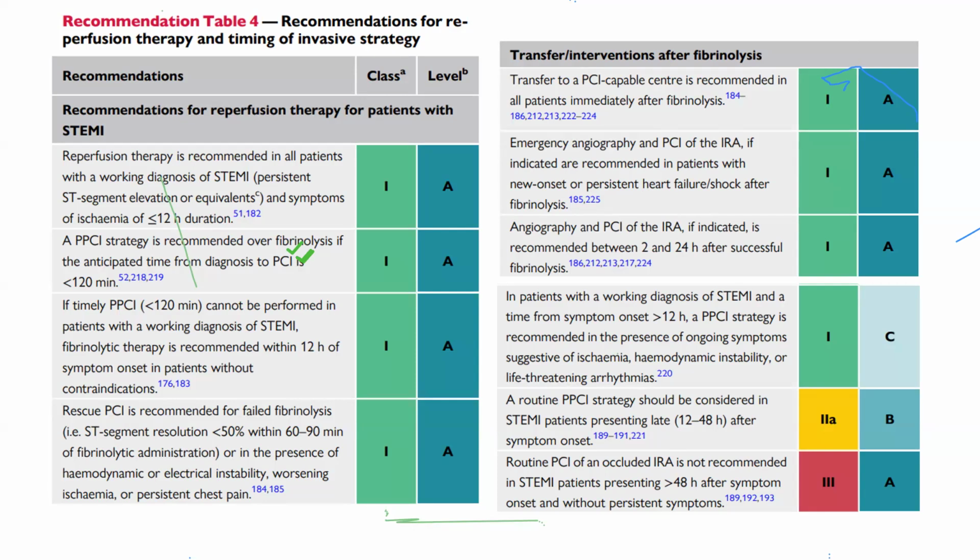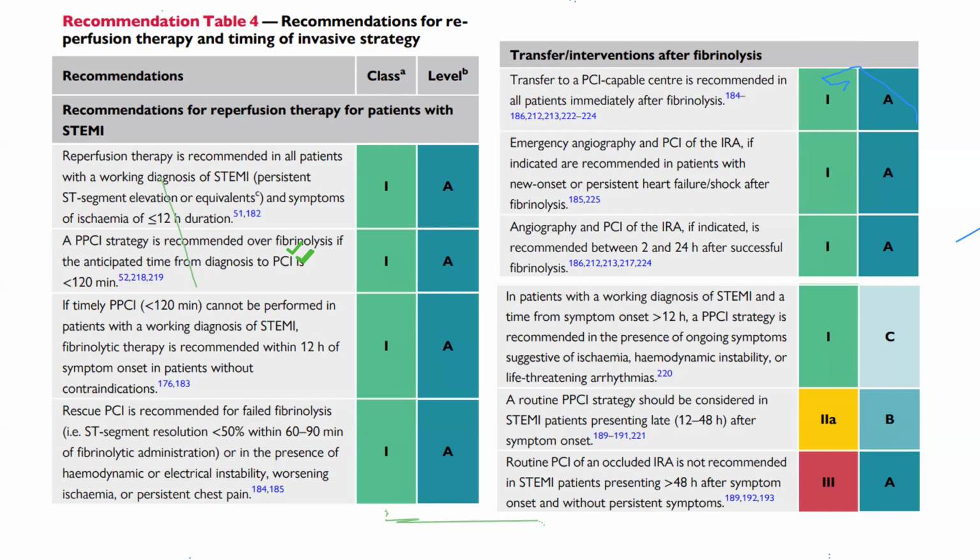Or if there is also hemodynamic or electrical instability, worsening ischemia, or persistent chest pain, then irrespective of whether your thrombolysis gave you a resolution of ST elevation of greater than 50% within 60 to 90 minutes, you still have to do a rescue PCI. So when you give thrombolysis, the PCI you do subsequently is not a primary PCI, it's a rescue PCI. Transfer to a PCI-capable center is recommended in all patients after fibrinolysis because you may lyse the clots and the clot may move to other relatively smaller vessels and still cause obstruction.